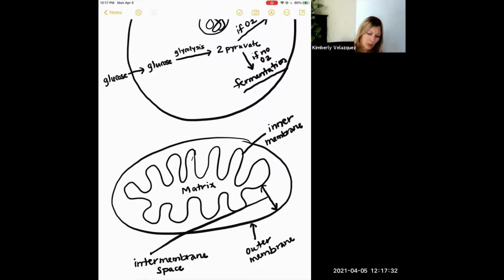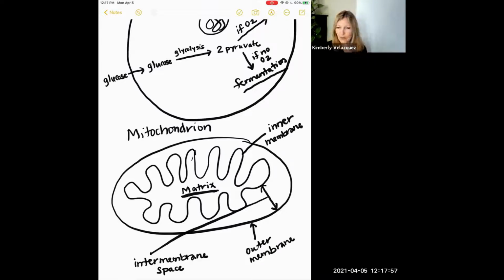Okay, so remember, one mitochondrion, that's the singular. Mitochondria is the plural. So we're just talking about one of them right now. Pyruvate oxidation and citric acid cycle are both going to happen in the matrix. Oxidative phosphorylation is going to happen in several different regions, and we'll talk about that.